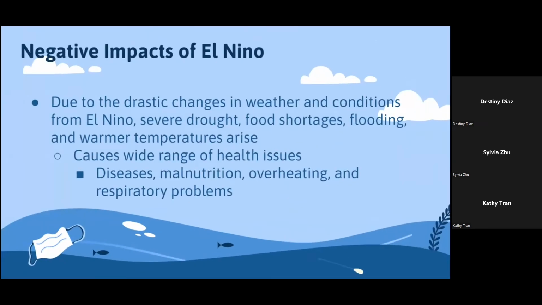Negative impacts of El Nino. Due to the drastic changes in weather and conditions from El Nino, severe drought, food shortages, flooding, and warmer temperatures arise. This causes a wide range of health issues, including diseases, malnutrition, overheating, and respiratory problems.